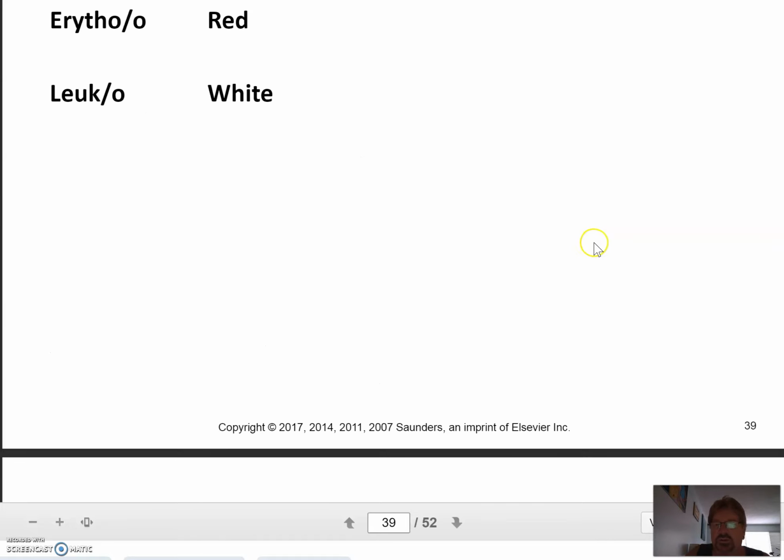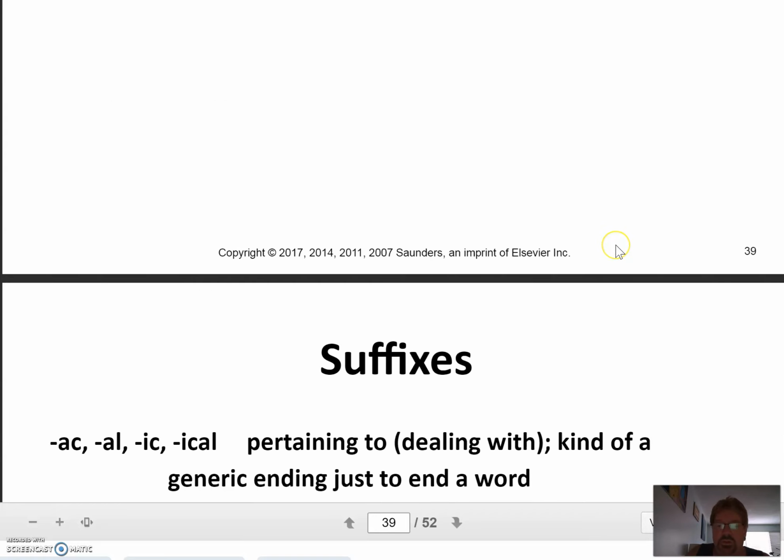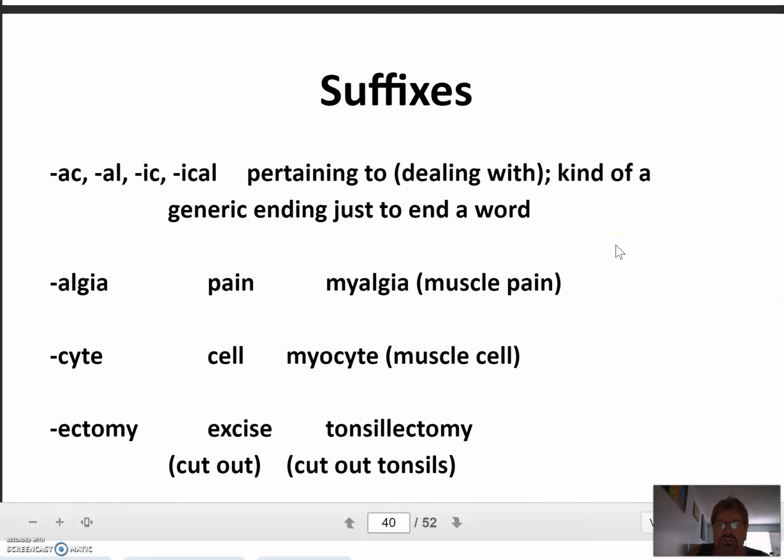There are also some other colors. Those are the big ones. Cyano, for example, with a C, means blue. Okay, suffixes. Suffixes come at the end of the word. -ac, -al, pertaining to. With this kind of thing, guys, you pretty much just have to see how it's used in context.